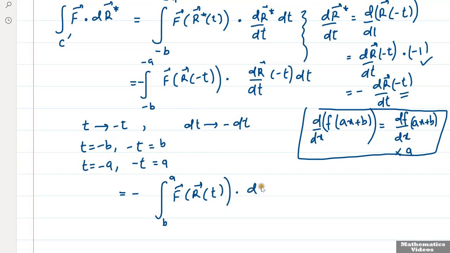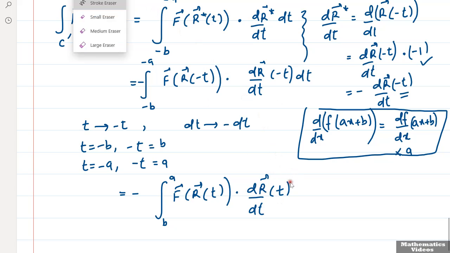dot dr by dt, and minus t will be replaced with t. Now this is simply the derivative of r with respect to t evaluated at t. So this is just dr by dt. So we don't need to write t here, and then we have dt, which is equal to minus dt.